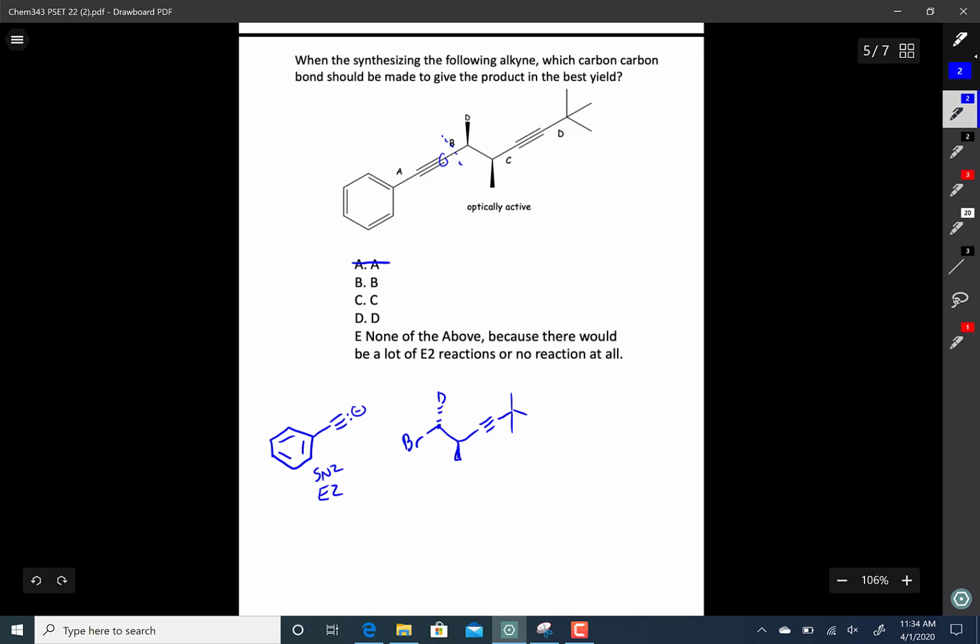This carbon right here is a primary carbon because that deuterium is the same as a hydrogen. Primary carbons do SN2 reactions. They do E2 in the case of bulky bases. This is not a bulky base, so it can do the SN2 reaction. So B is a possibility.